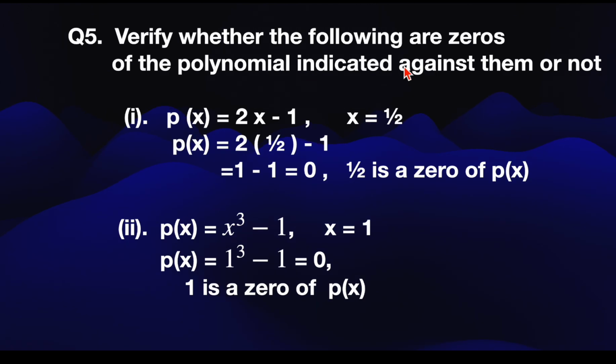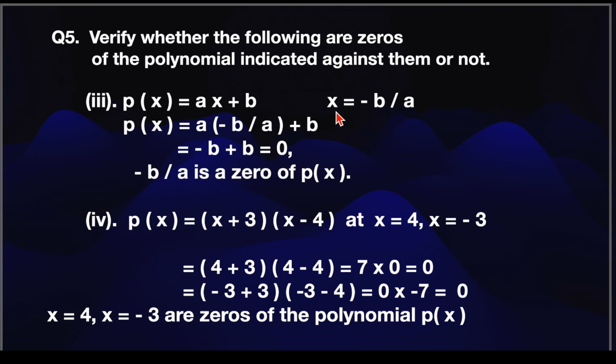Verify whether the following are zeros of the polynomial indicated against them or not. So here we are given the value of x and we have to find out if this is a zero of this polynomial. So substitute x = 1/2 and you find that the polynomial becomes 0. Therefore 1/2 is the zero of the polynomial. In this sum, substitute x = 1 and the polynomial becomes 0. Here the value of x is -b/a. Substitute here and to solve it, again this polynomial also becomes 0. Therefore -b/a is the zero of the polynomial p(x).